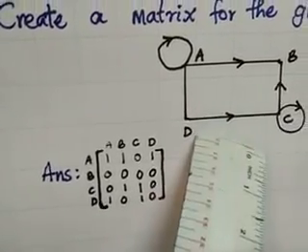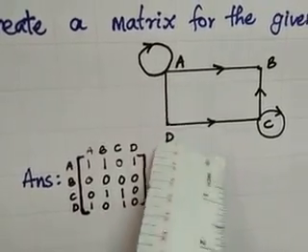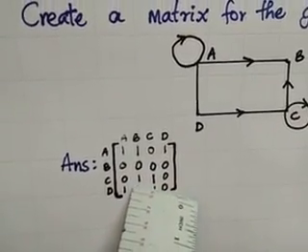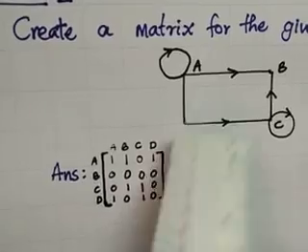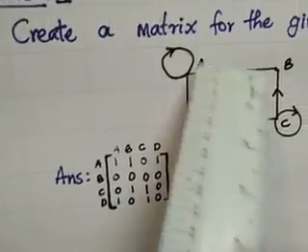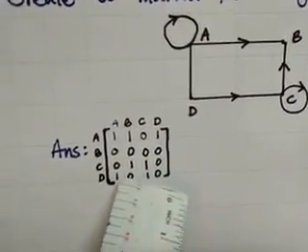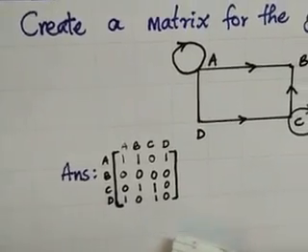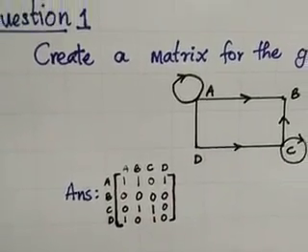Then D to A. Here you can see one edge without arrow means it is bidirectional. D to A is possible, right? So D to A is 1. Then you might be thinking A to D also is there. A to D we already mentioned, here 1. Now we are writing D to A, which is 1. Then D to B, no connection, 0. D to C, yes, there is a connection, that is why 1. Then D to D, there is no loop, that is why it is 0.